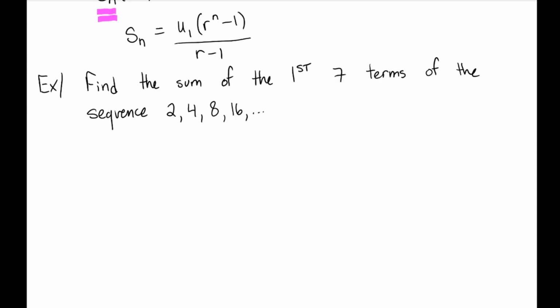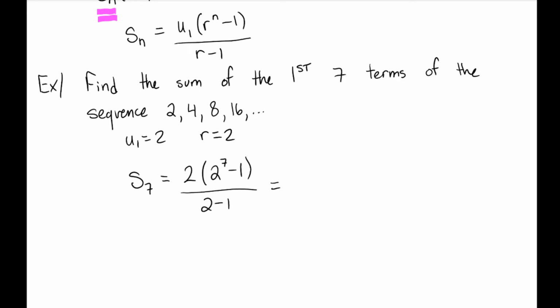So using this newly developed formula, I can very easily find the sum of the first 7 terms of a given sequence. So this is a geometric sequence that starts at 2 and has a common ratio of 2. It's doubling each time. And so the sum of the first 7 terms is going to be 2 times 2 to the 7 minus 1, all divided by 2 minus 1. And so as I go in and simplify this, I can very easily find the sum is 2 to the 8 minus 2. So that is just 256 minus 2, or 254.